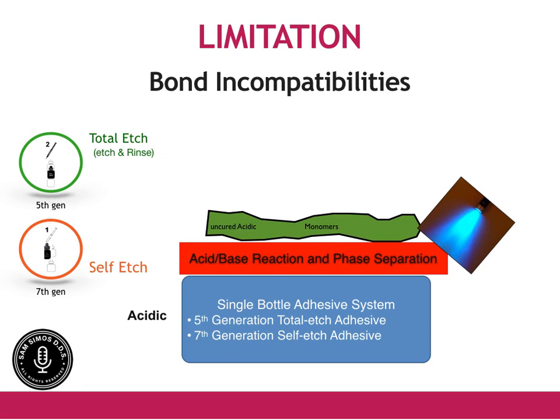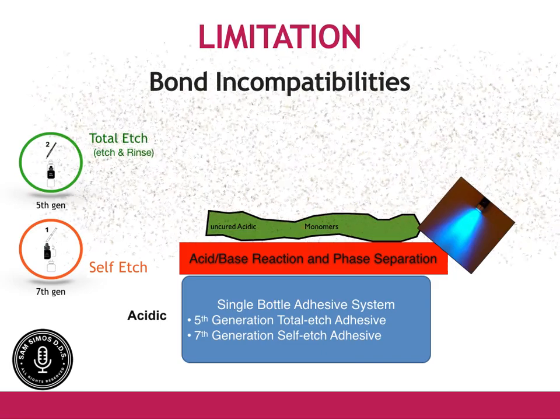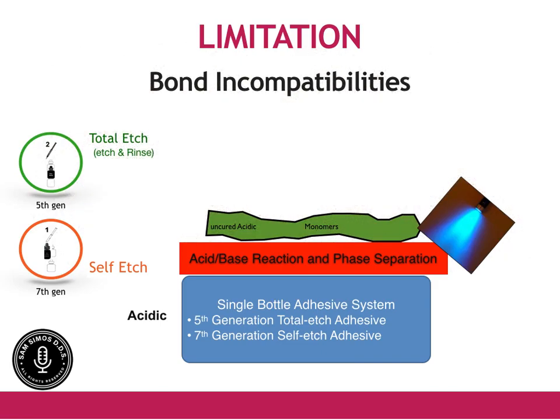Now, we don't see this. It's not shiny, it's not smelly, nothing like that, but it will affect our self and dual cured resin cements, or our core materials, when we're using them for buildups or for posts, whether or not we're using them for cements for metal crowns or for porcelain fused to zirconia or zirconia crowns. All of these self and dual cured resin cements, if they're incompatible with your adhesive, you'll have a problem at the interface of your adhesive and dual cure self-cured resins. So be careful with that.